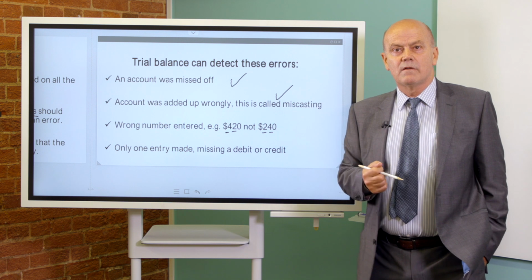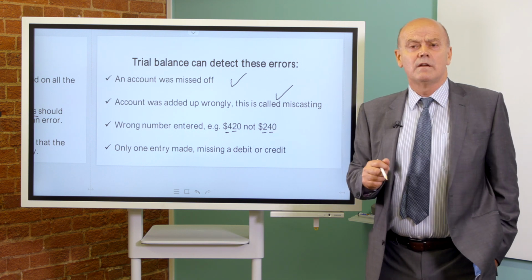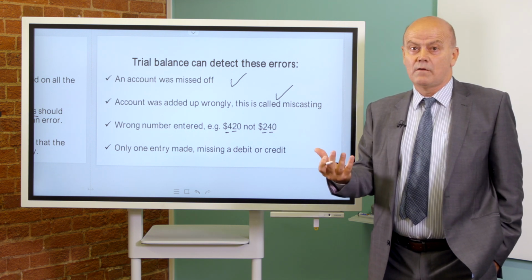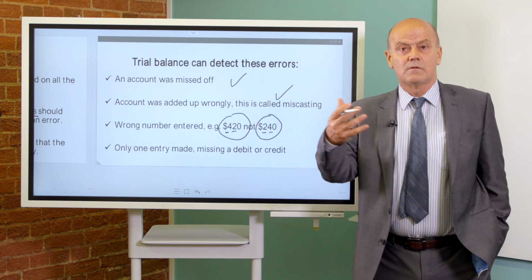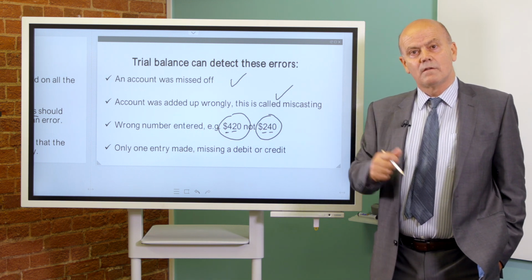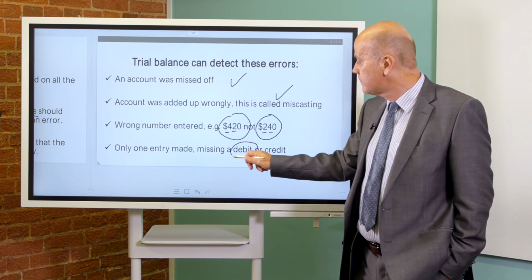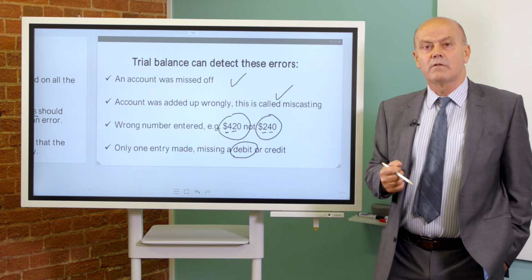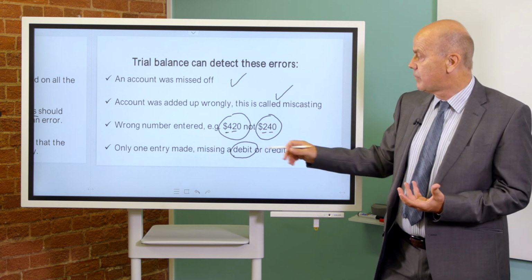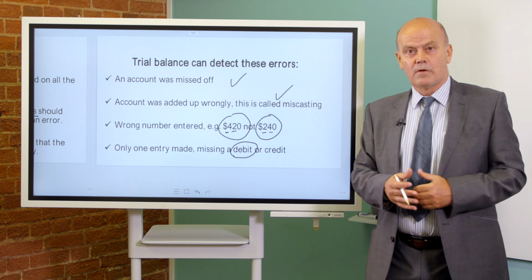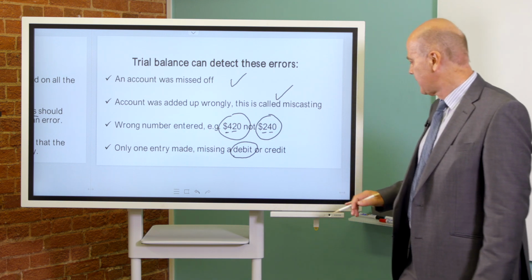When I've noticed these errors, when I've been working, it's very common for something like 420 to be written down as 240. I have no idea why that is. It's just human beings tend to get confused between their 4s and their 2s. So have a look for a problem like that. And then finally, we may just have written in a debit and forgotten the corresponding credit. So if that's the case, it won't balance. So that's another problem we could have. So those are the 4 problems that we're really looking for if we don't have a trial balance that balances.